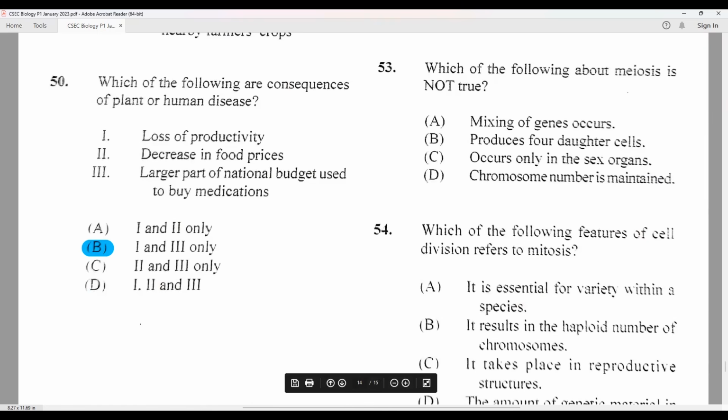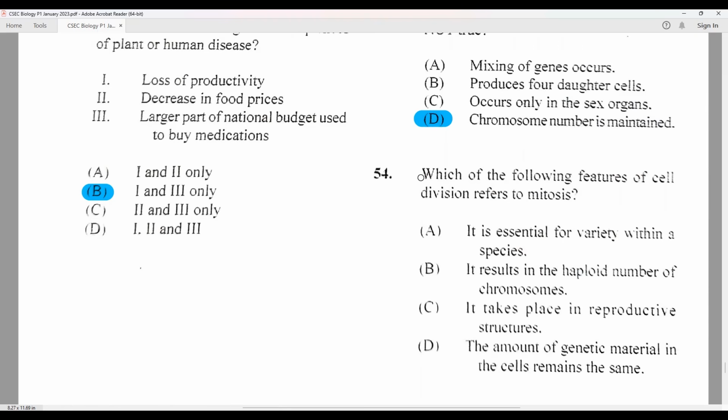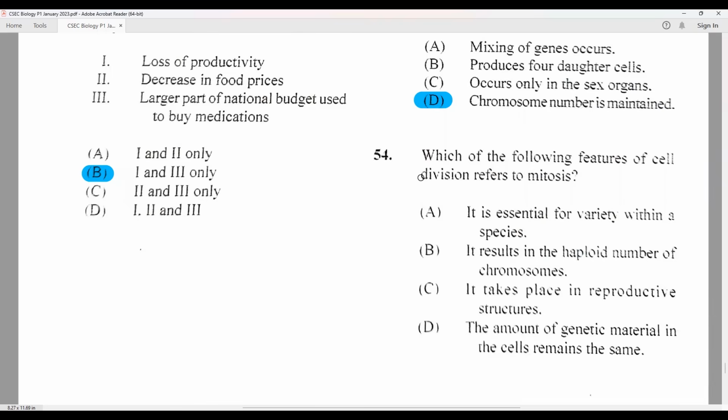53. Which of the following about meiosis is not true? And it's that the chromosome number is maintained. That is not true. The chromosome number is actually halved. So the daughter cells, of which there are 4, have half the number of chromosomes. They are haploid.